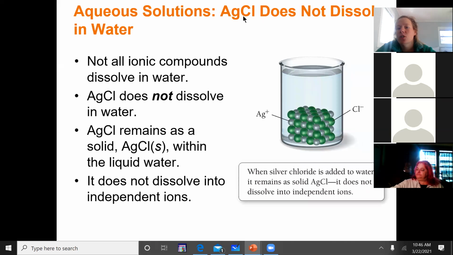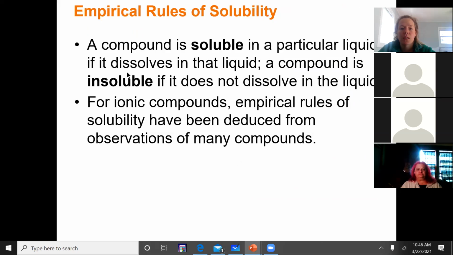Then you have things like AgCl. This doesn't dissolve in water, okay? If I take a hunk of silver chloride and drop it in water, nothing is going to happen. It's not going to dissolve. So we would classify that as insoluble in water. Again, a compound is soluble in a particular liquid if it dissolves in the liquid, and insoluble if it doesn't.